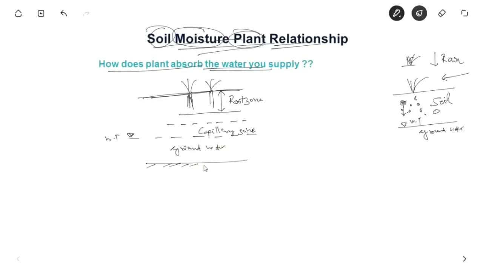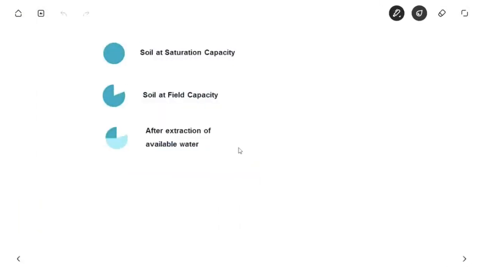And you know, below the groundwater there is the impervious strata where the water cannot penetrate. Now let us go to the next: soil saturation capacity, then field capacity, then what is left after the plant extracts the water.